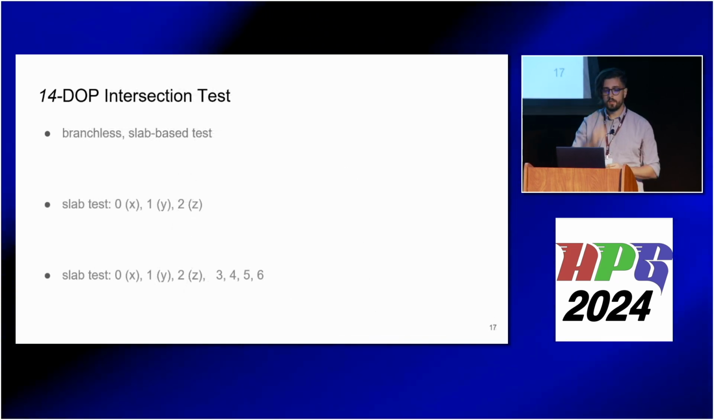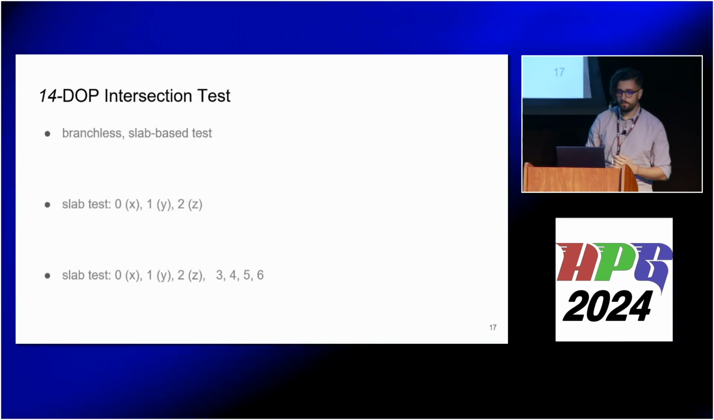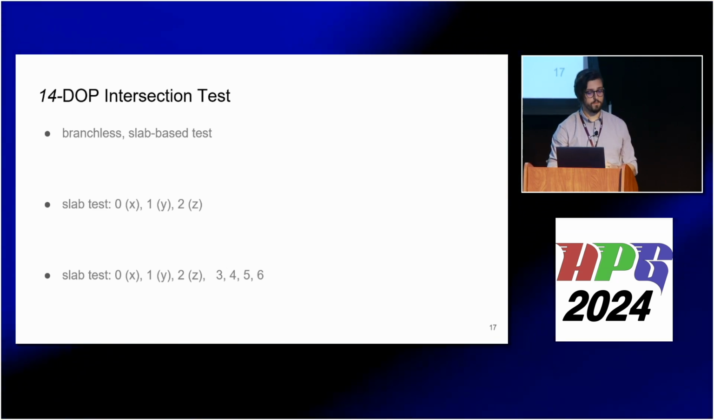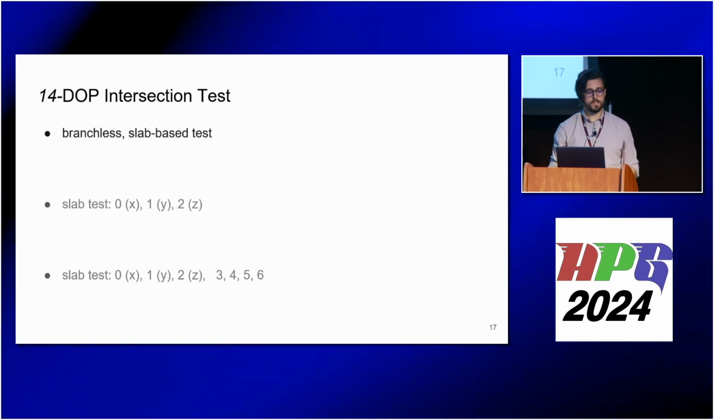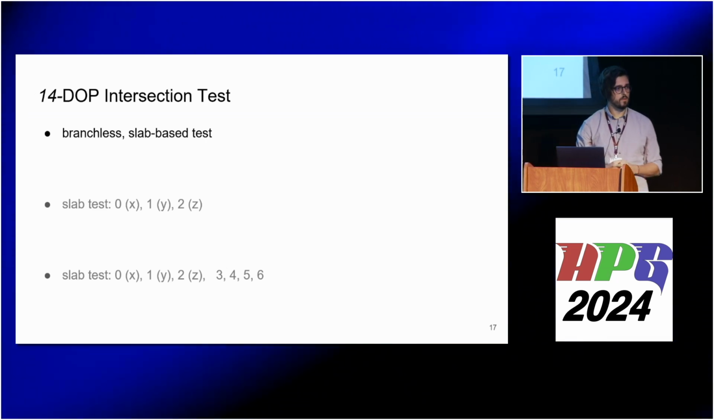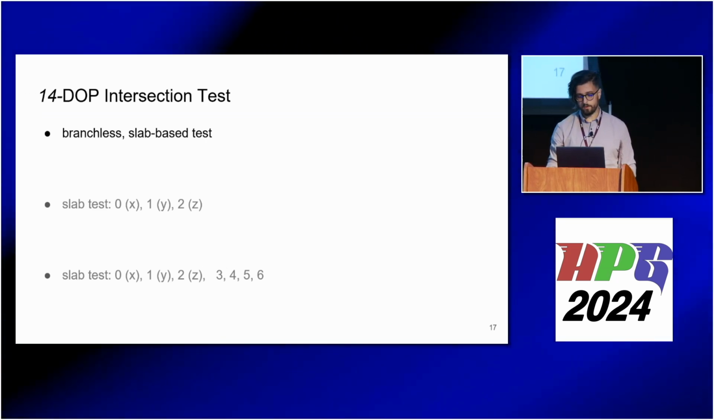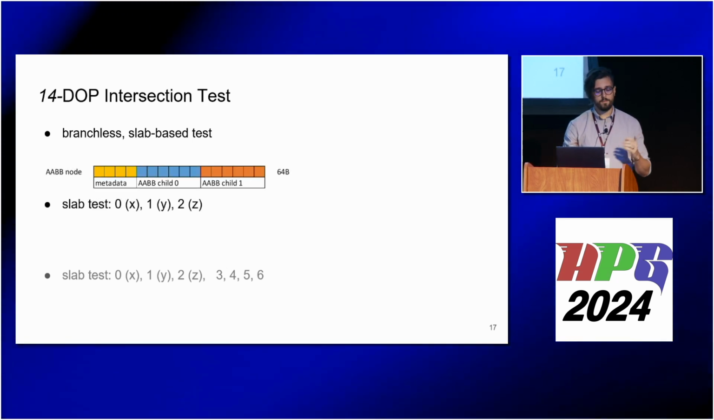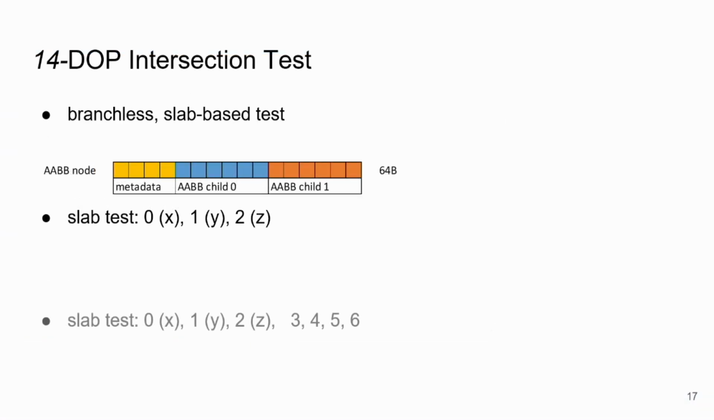And before I get to some results, I'd like to share with you one low-level detail regarding the 14-DOP intersection test. We use a branchless slab-based test, similar to what is used to intersect AABBs. So for an AABB case, imagine we have, let's say, a BVH node with this binary layout. We fetch the node, and we proceed to test the slabs. In this case, XYZ or 0, 1, 2.